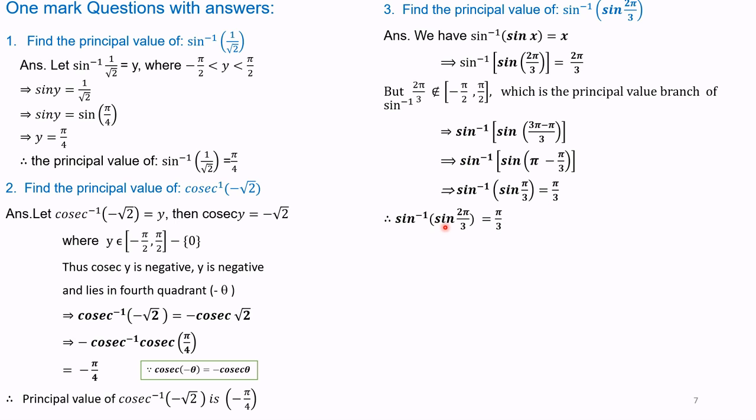Therefore, sine inverse of sine 2 pi by 3 is equal to pi by 3. This is the answer.